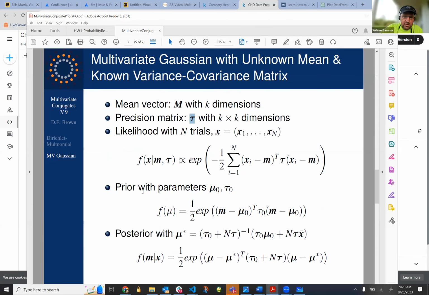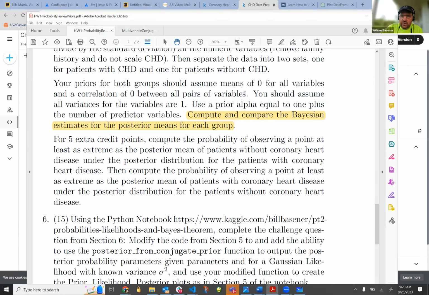Okay. Now we look at our prior. So what kind of priors do we use in this situation? The priors have to be a mu 0 and a tau 0. Those we're going to figure out, because the problem tells us what priors to use.